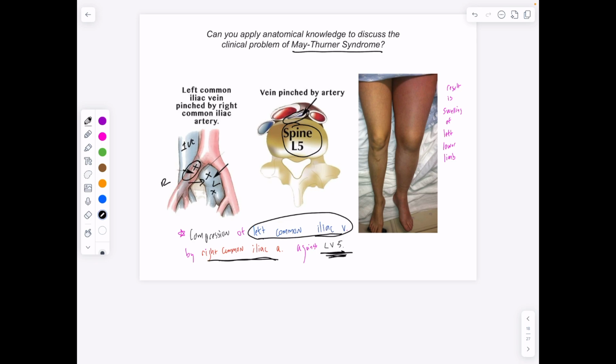And so the result is you have poor venous return from the left side. So you can see that this poor person has got a swollen left lower limb. And so you'd say, well, you have poor venous return from the left side, and that might be May-Thurner syndrome.